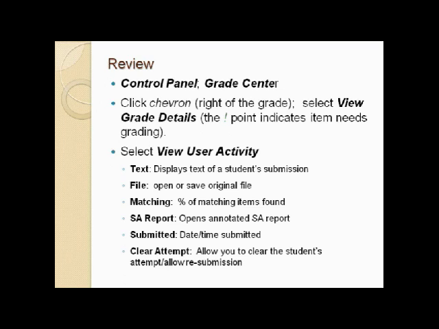Text just means that it displays the text of the student submission. File means that you can open or save the original file that was submitted. Matching gives you the percent of matching items found. The essay report column will open up the annotated essay report once you click on it, then the date it was submitted, and the last option allows you to clear that student's attempt.